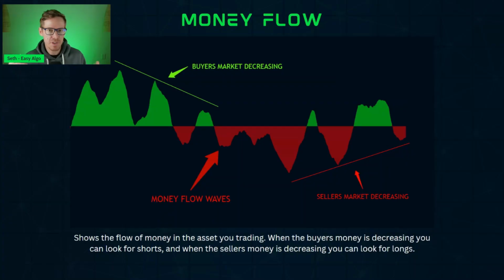We've got the money flow, which shows when the demand is leaving the market or when the supply is coming into the market. This lets you understand what is happening from a money flow perspective, and it can give you a massive upper hand in analyzing the chart correctly.